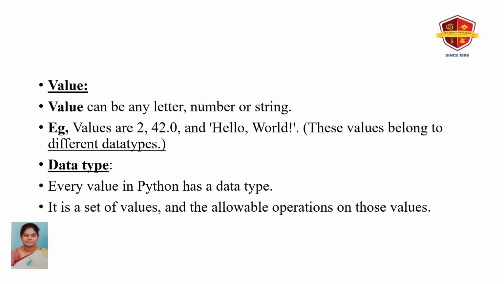Next we will see what is a value. A value can be any letter, number or a string. For example, values can be 2, an integer value, 42.0, a floating point, hello world, a string. So these values belong to different data types. Next we will see what is a data type. Every value in Python has a data type. It is a set of values and the allowable operations on those values.